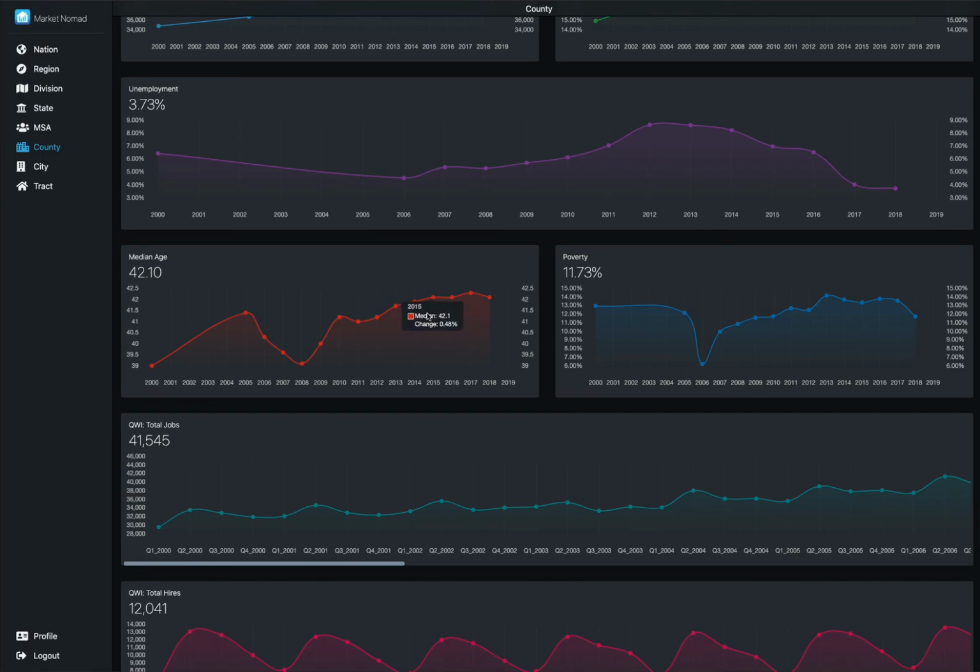What do you think the median age in the low 40s is telling us? Could it be that nobody has kids? Or maybe all the kids move away? Or could this market be a perfect place for retirement or vacation rentals?